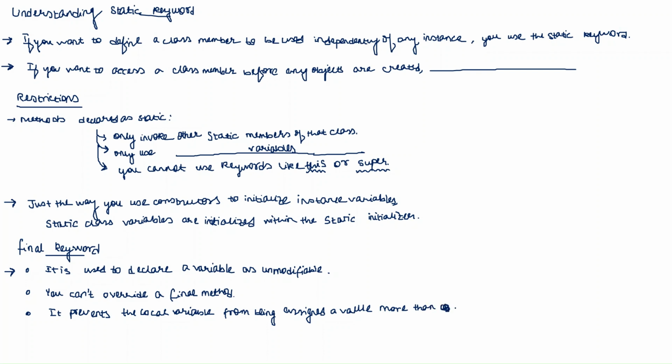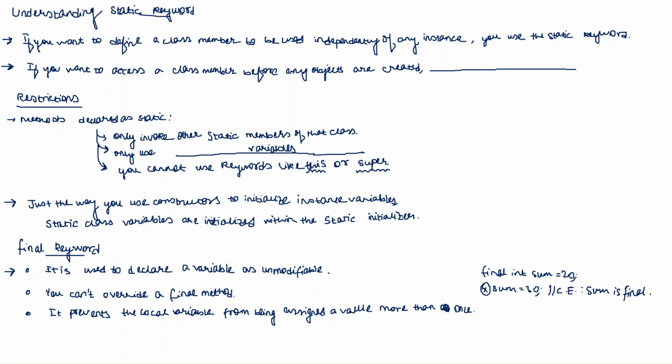So in case of a local variable, let's say you declare final int sum equals 20, and then you write sum equals 30, you'll get a compilation error at this point saying that sum is final and you cannot alter its value. So this is something that you cannot do after declaring a local variable final. So this is what the final keyword does.